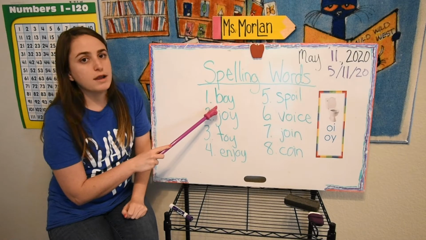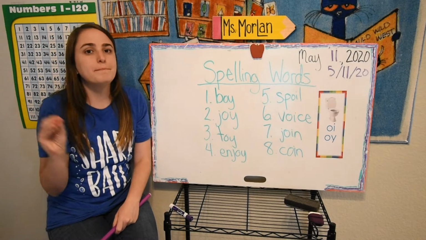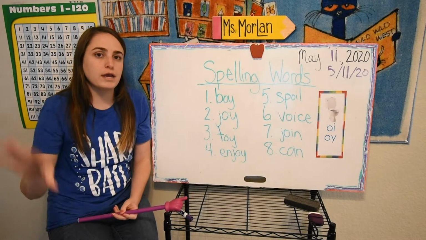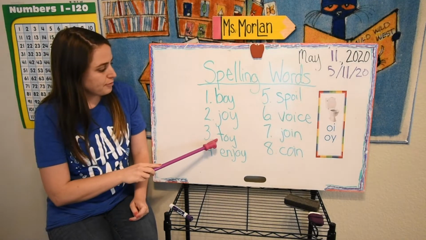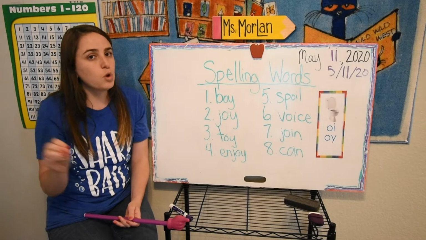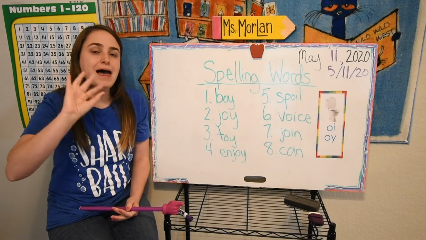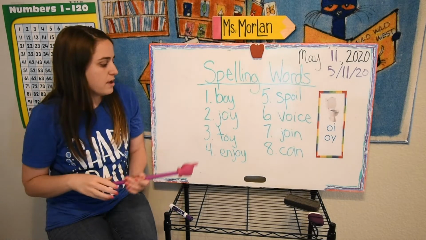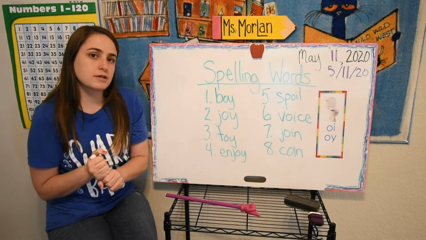All right, number one, boy. B-oy, boy. Number two, joy. J-oy, joy. Three, toy. T-oy, toy. Number four, enjoy. E-n-j-oy, enjoy. Very good. What did you notice about these four words?